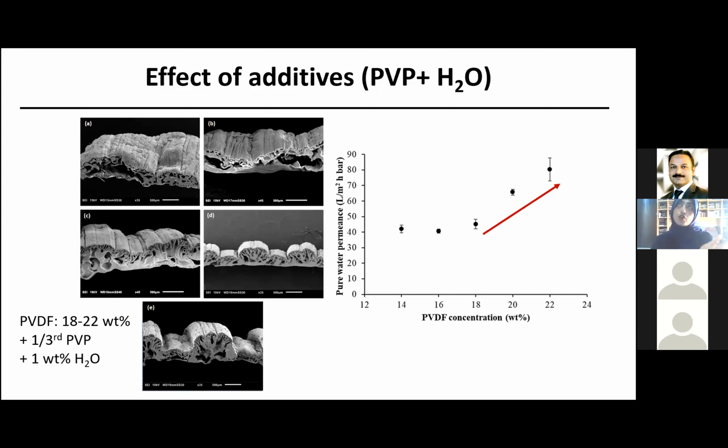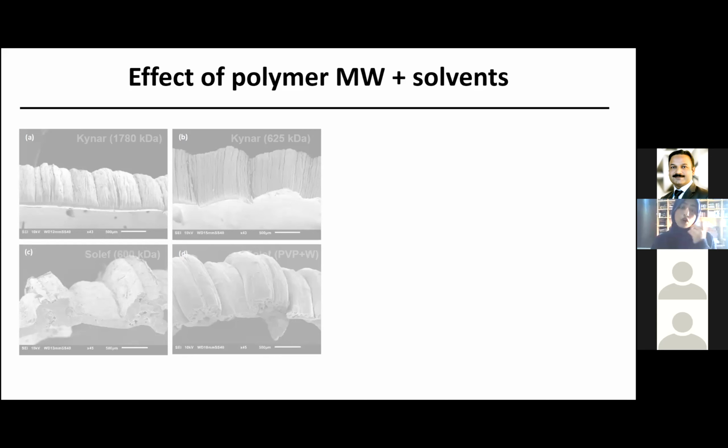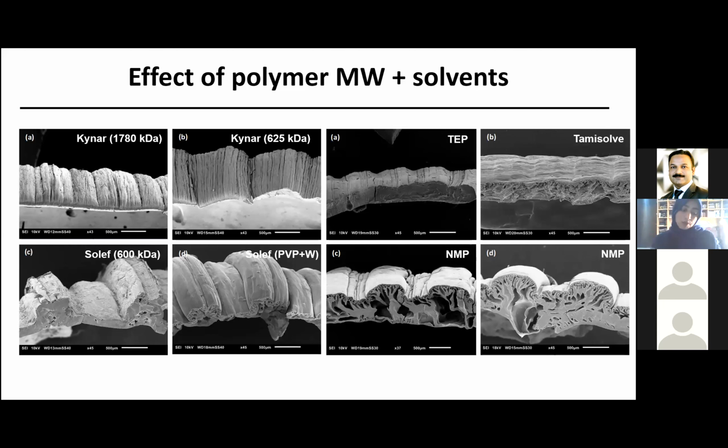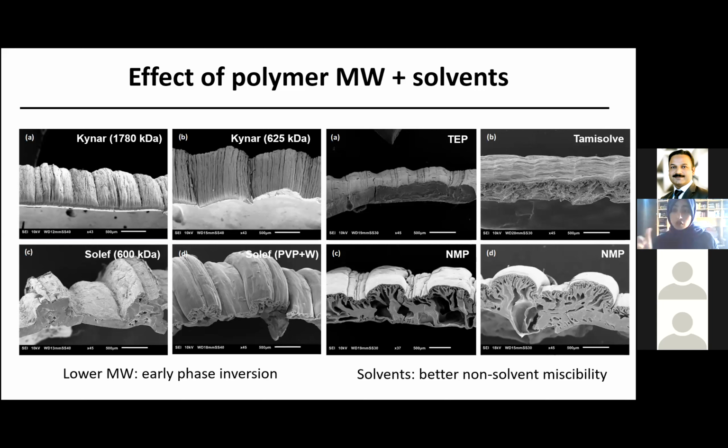Similarly, the molecular weight of the polymer and the choice of the casting solvent were also assessed as very important key factors, because polymers with lower molecular weights will be beneficial for phase inversion, therefore supporting our hypothesis again. Choosing a solvent which has better miscibility with the non-solvent will also give rapid solvent non-solvent exchange, and of course better patterns, for example using NMP.